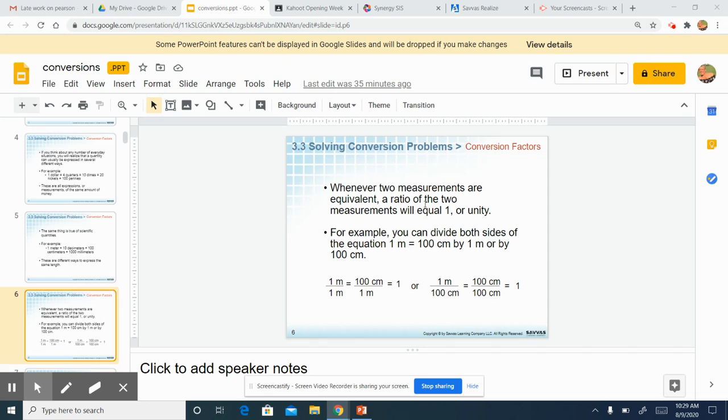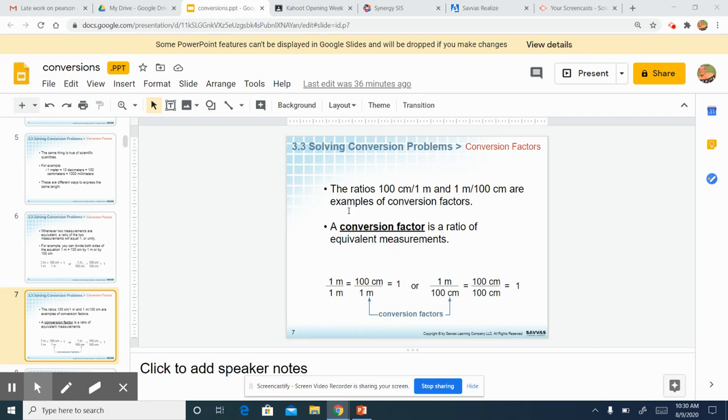and it's called a unit equality. And this says, for example, you can divide both sides of the equation 1 meter is equal to 100 centimeters by 1 meter or by 100 centimeters. They both would equal 1 when you do that. And that's called, again, a unit equality. So the conversion factor is a ratio of equivalent measurements: 100 centimeters in 1 meter, or 1 meter is equal to 100 centimeters. That is what's called a conversion factor.